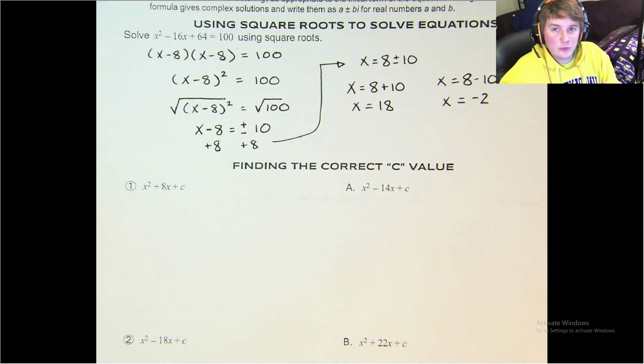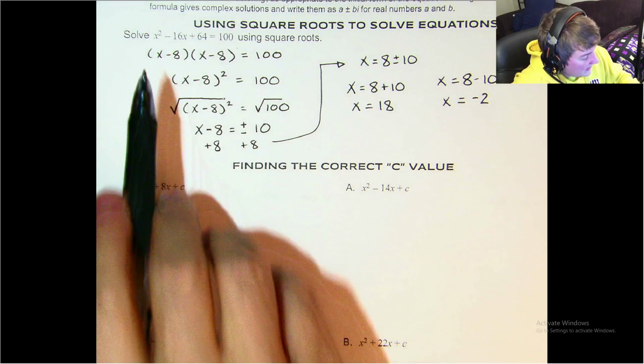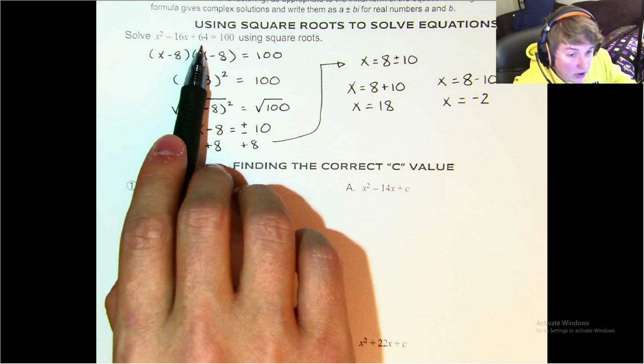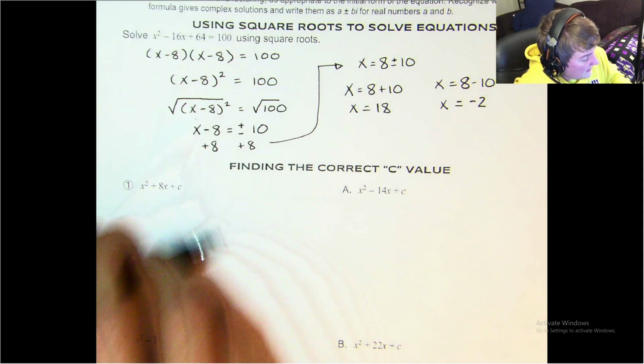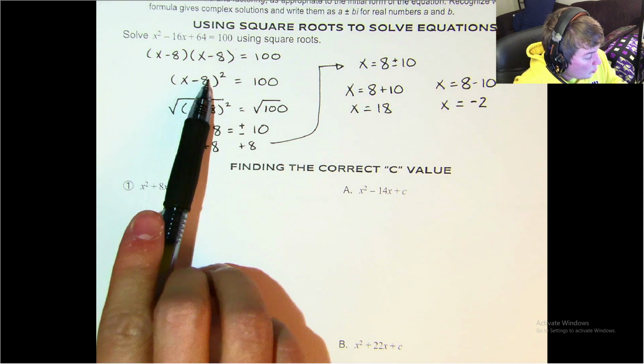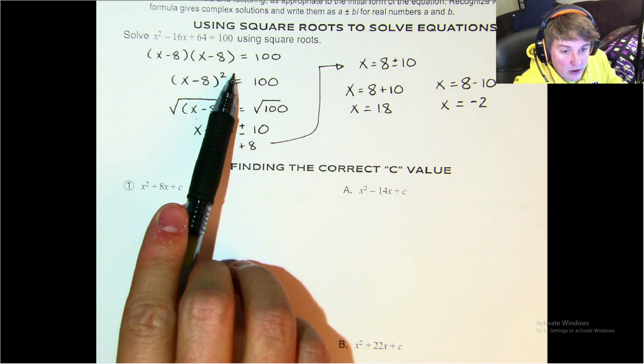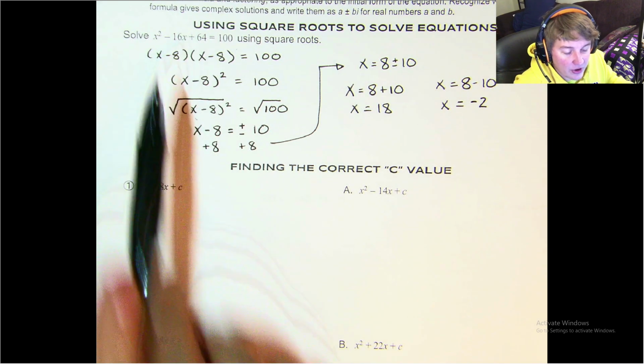Okay. And the reason why this strategy worked is because if you recall from section 4.3, x squared minus 16x plus 64 is a perfect square trinomial, meaning that it simplifies into one binomial itself squared. It's a perfect square trinomial.